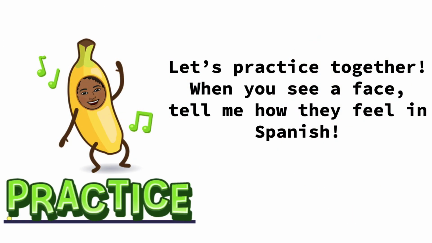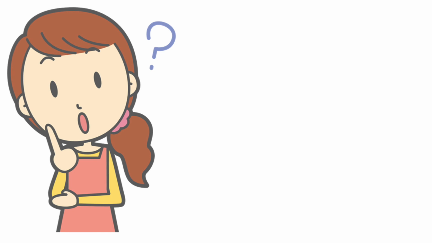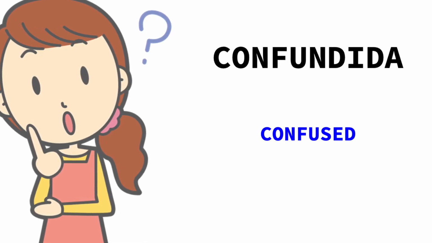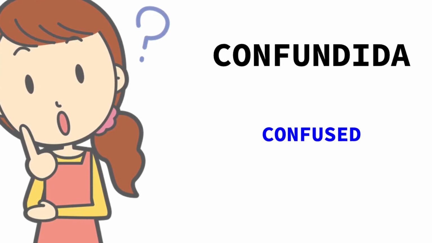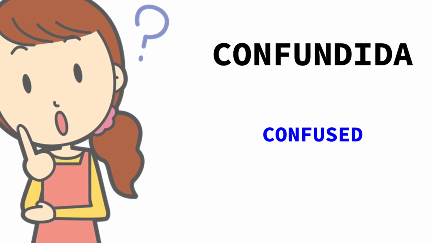Now, let's practice together. When you see the following faces, I want you to tell me, how do they feel in Spanish? For this first image, we have a girl, right? So we know we're going to have an A at the end. She has a question mark by her head, so she must be confused about something. How do we say confused? If you guessed confundida, you are correct. You'll see here that confundida means confused, and that's in blue.